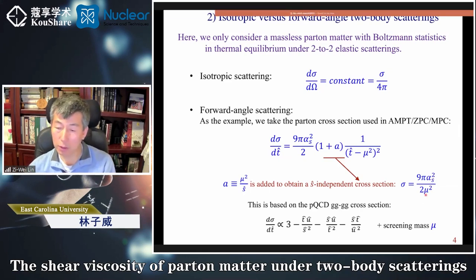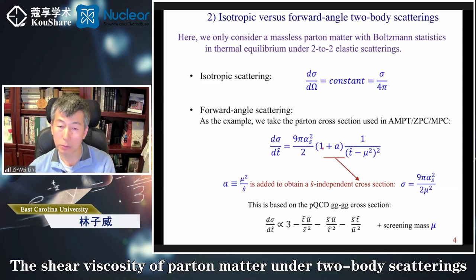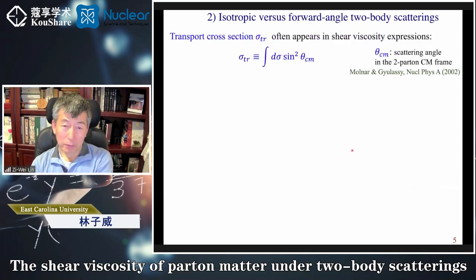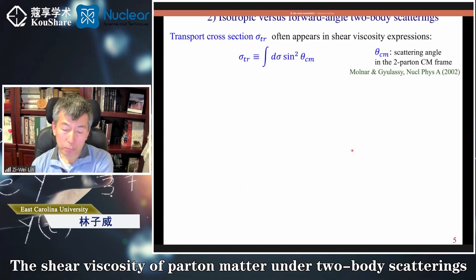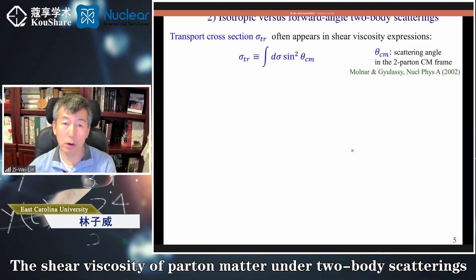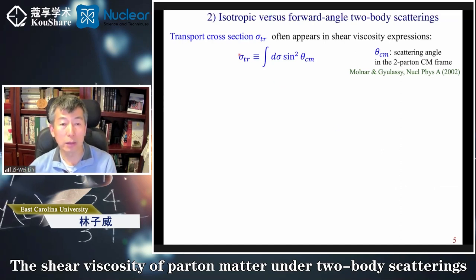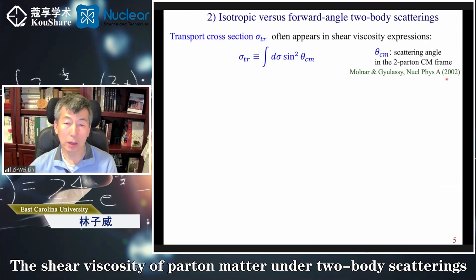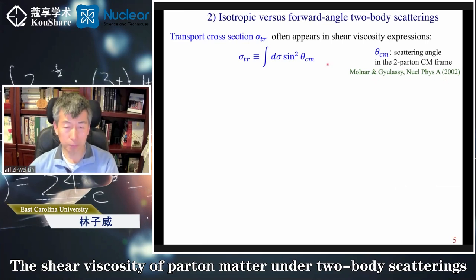So as we see, mu, this screening mass, determines both the total cross-section as well as the angular distribution. And then people invented a term, transport cross-section, which we write as sigma transport, sigma TR here. This was probably first defined in this paper by Molnar and Gyulassy.